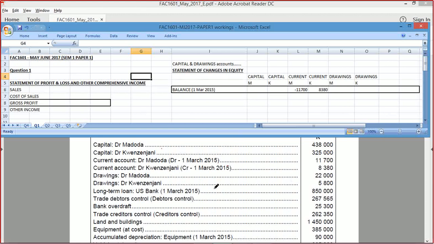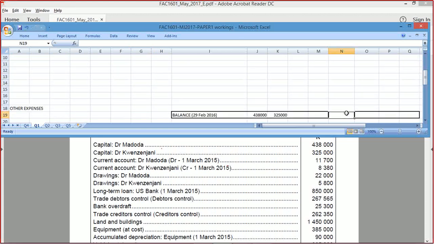Right, so M and K. Notice there's no date mentioned here in brackets, so we can assume end of the year. So we would put 22 here, and 5,800 there under the drawings for the closing balances. They might change, but we don't know. We haven't read the additional information yet. We're just getting easy marks.